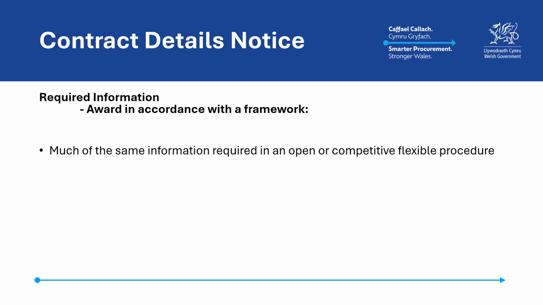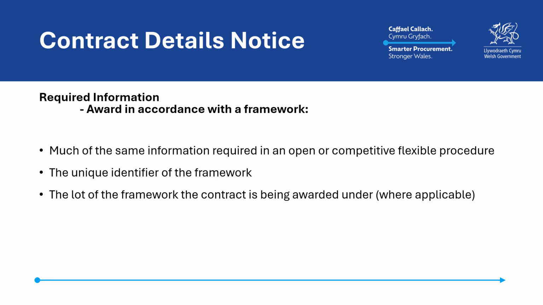However, some additional information is required when awarding a public contract under a framework, such as the unique identifier for the procurement of the framework in accordance with which the public contract is being awarded. Where the framework is arranged by reference to lots, the distinct number given by the contracting authority to the lot under which the contract is being awarded. Details of which procedure was used to award the public contract.